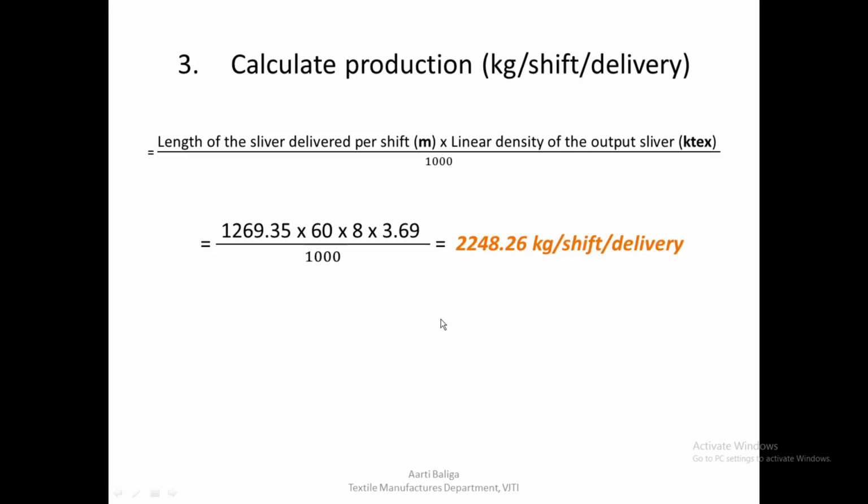So we have just learned the type 2 of problems in case of production. The first one was where the feed sliver data was given, and the second one where we have been given indirectly the surface speed of the final output roller.